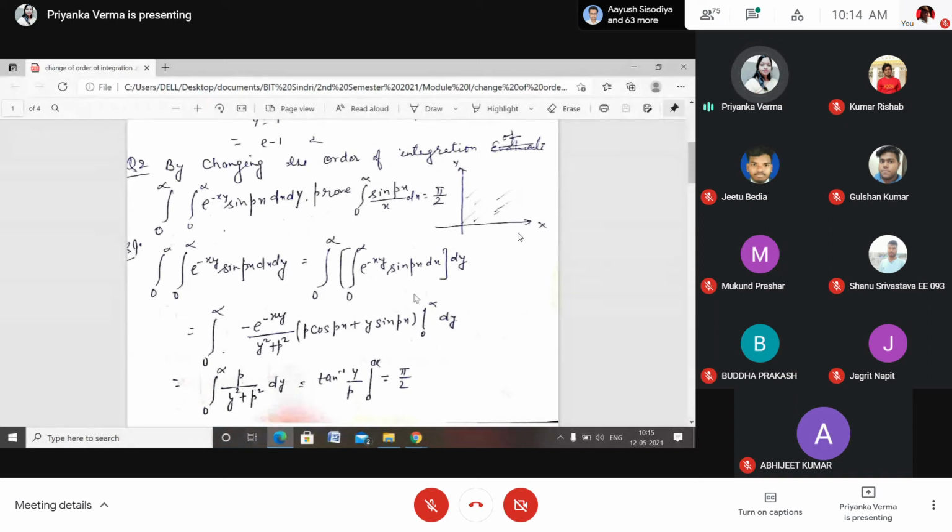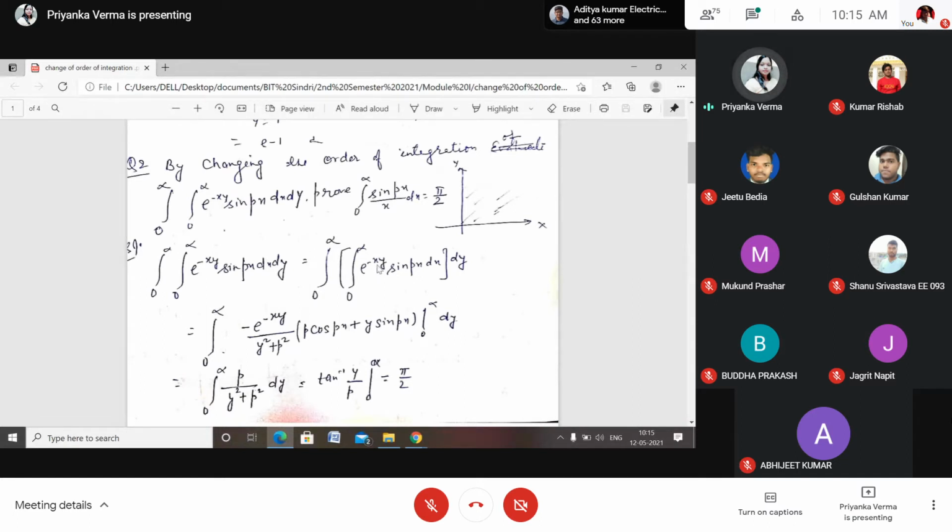Okay, so here I have integrated with respect to x firstly. When we are integrating with respect to x firstly, we will take all the functions involving x. So here e to power minus xy sine px dx, all the terms involving x, we will integrate it. This is the formula of e to power ax sine bx dx. You must have studied this in 12th also.